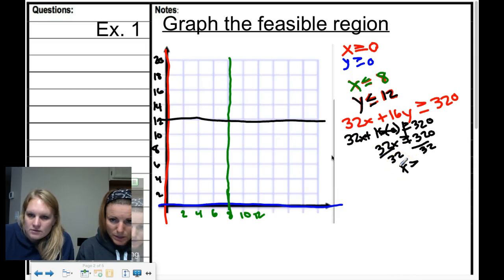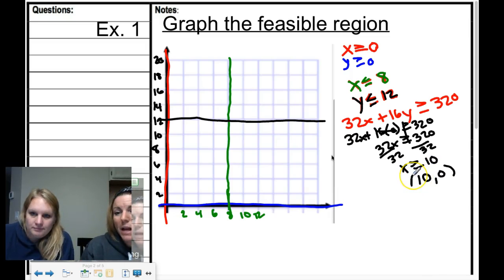X is greater than or equal to 10. So let's write the point. The point's going to be 10, 0. So we could plot that point right now.